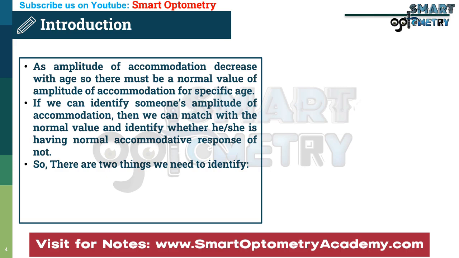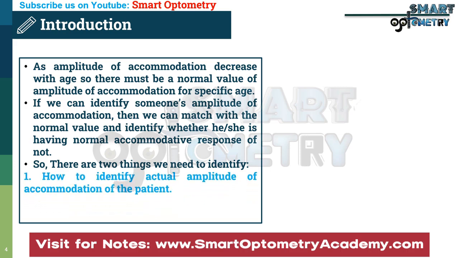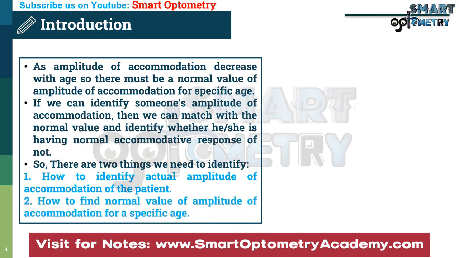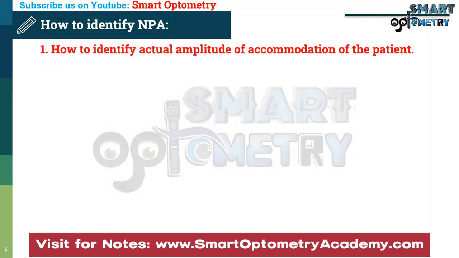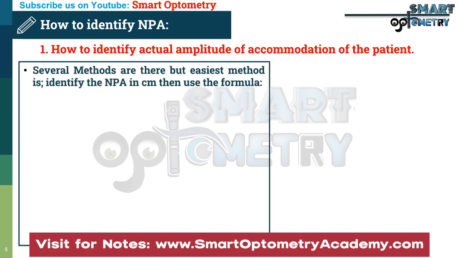So, there are two things we need to identify. One, how to identify the actual amplitude of accommodation of the patient. Two, how to find the normal value of amplitude of accommodation for a specific age. Let's see how to identify the actual amplitude of accommodation of the patient. Several methods are there, but the easiest method is to identify the near point of accommodation in centimeter, then use the formula: amplitude of accommodation equals 100 divided by near point of accommodation in centimeter.